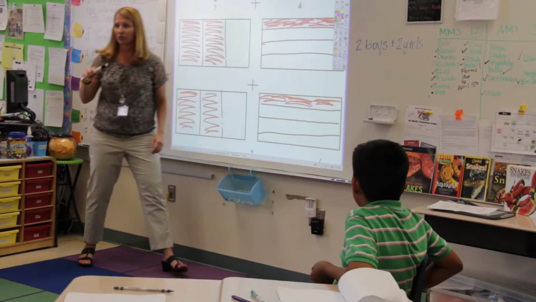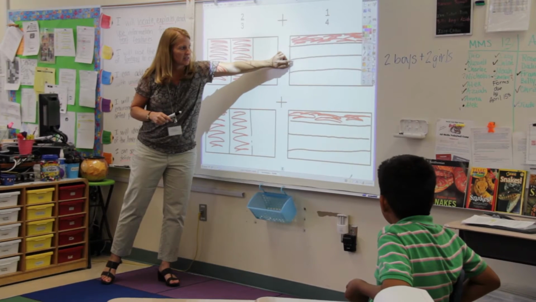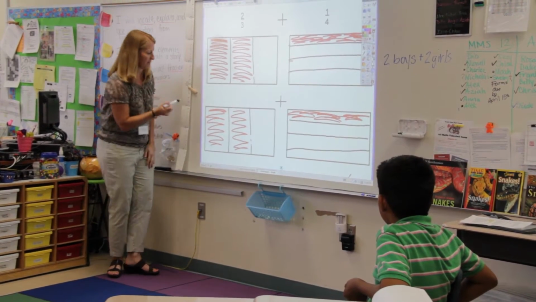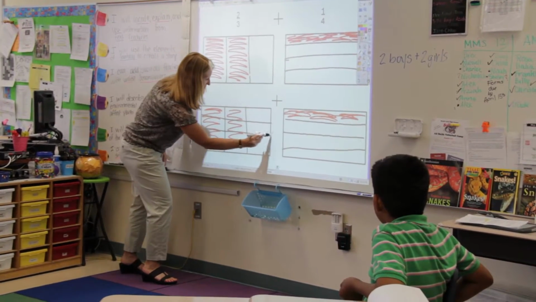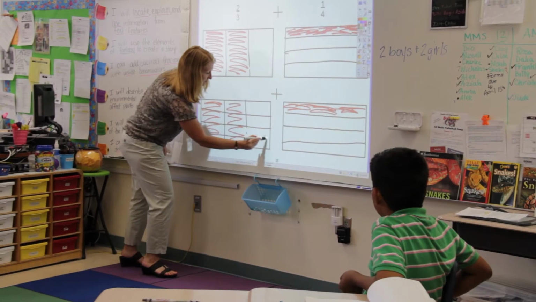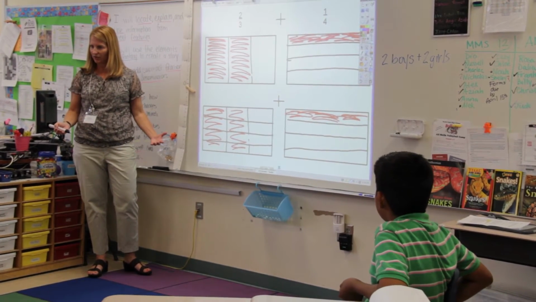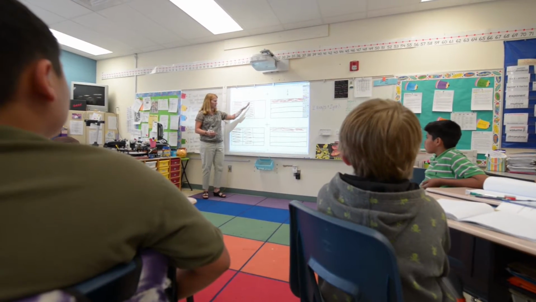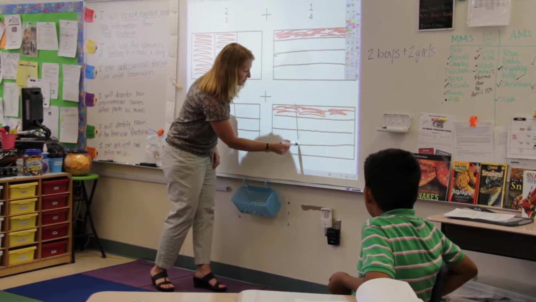Okay. Watch what happens. See the lines over here? I'm going to take these horizontal lines and I'm going to put them over here. Watch what happens. I have more sections now, don't I? Okay. I'm going to take these vertical lines here, and I'm going to put them over here. So I'm going to put 2 vertical lines.